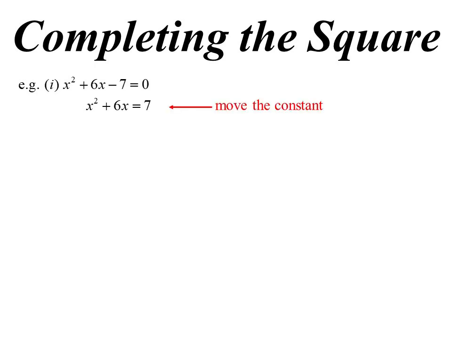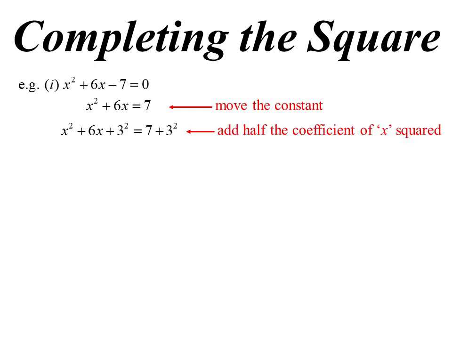So what do we do? Well, we move the constant. The constant goes to the other side, that's 7. Then we add half the coefficient of x. Now that pause is important, of course, because it's not half the coefficient of x squared, it's half the coefficient of x. So the coefficient of x is 6, half of that is 3, 3 squared is what we're adding to both sides. On the left hand side, now we have a perfect square. We have completed the square.